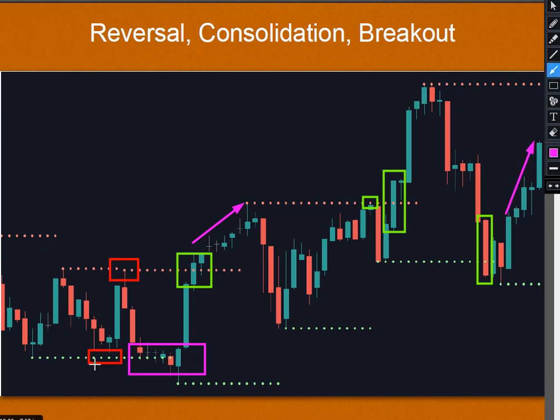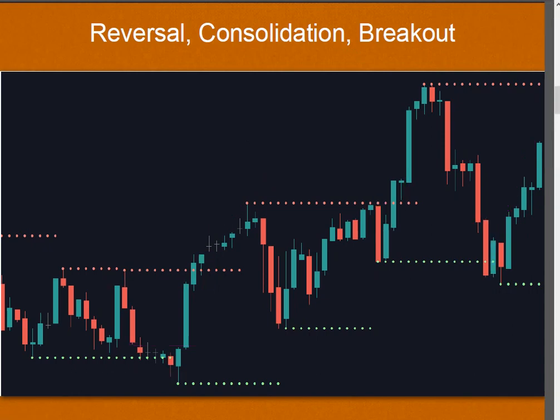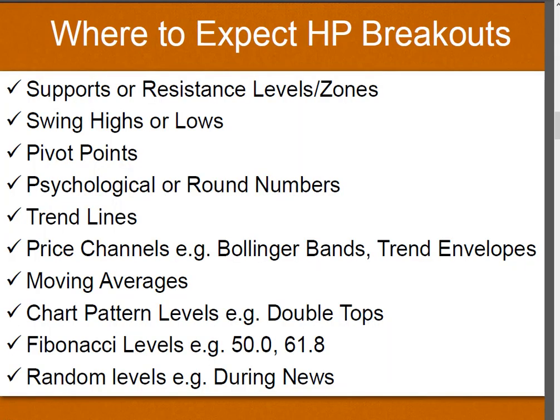So you see, rejection, what we call reversal: rejected and then reversed, rejected and reversed, consolidated, then reversed, broke out and continued, reversed, broke out and continued. So we have three: a reversal, a consolidation, and a breakout. And so you could be asking, Bernard, now I know the three. Next, you could be asking, where do you expect your breakouts to happen?